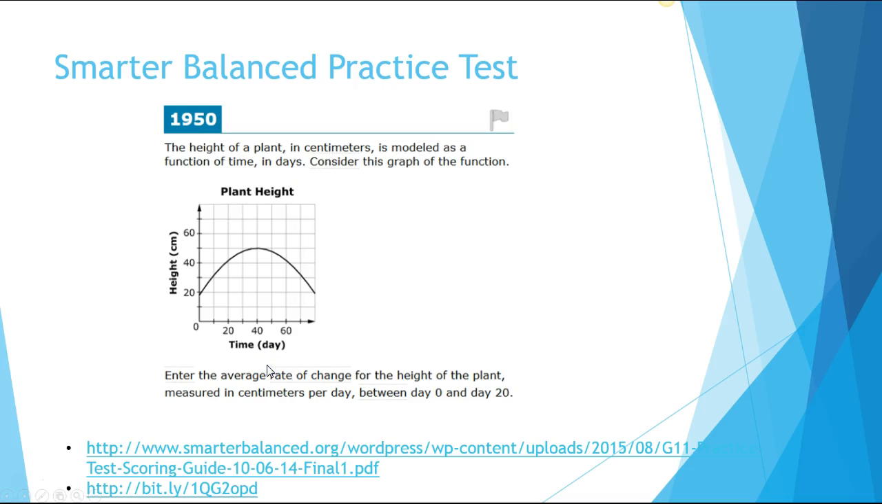The next one comes from Smarter Balance Practice Test. This one is talking about the height of a plant in centimeters is modeled as a function of time in days, and it tells them to consider the graph of the function. Enter the average rate of change for the height of the plant measured in centimeters per day between day 0 and day 20. And so this is the type of question that I have in our slope unit where they have to write linear equations. I believe it's unit 3.